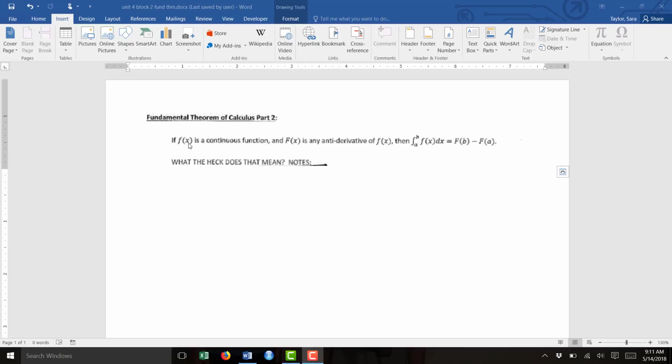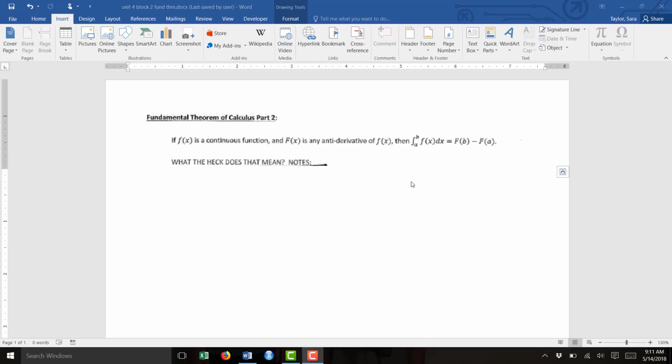If little f of x is a continuous function, and capital F of x is any antiderivative function of little f of x, then the definite integral from a to b of little f of x dx is equal to capital F of b minus capital F of a. All right, so that's a huge mouthful and it's very, very important, but when you're first trying to wrap your mind around this, it can be a little bit difficult.